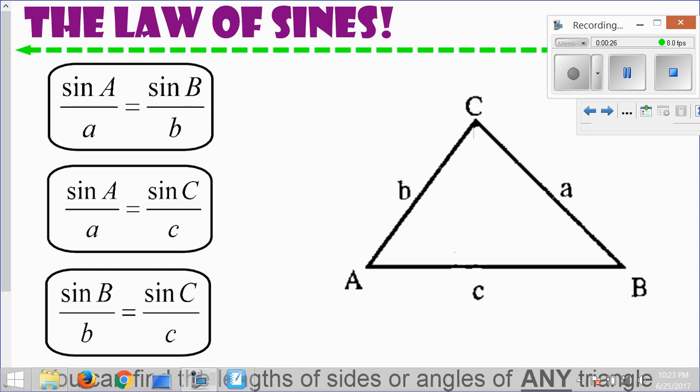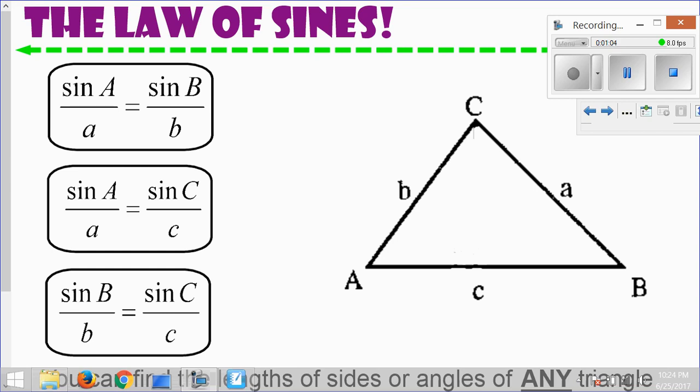So just looking at angle A a moment, the side that's opposite from it we have labeled lowercase a. And same thing with angle B. The side opposite from it is lowercase b, and angle C, the side opposite from that is lowercase c. So using those labels, what the law of sines says is that the sine of angle A over side length a is equal to the sine of angle B divided by the side length b.